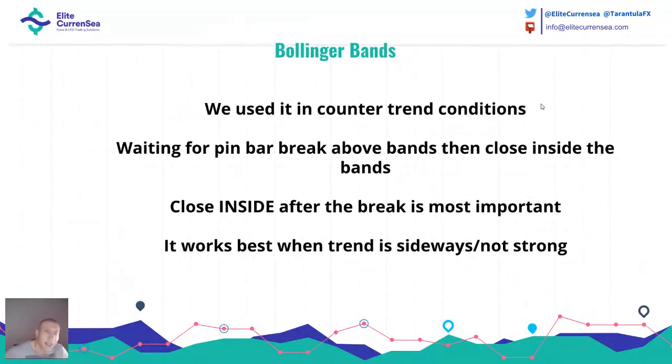I'm trading it actively, connected to my fixed book. But this is the primary prerequisite for a trade entry: waiting for a pin bar to break above or below the band, depending on direction, then close inside the band. It's important, guys. Outside, inside close, I call it. So the close inside after the break is the most important, guys. And it works best when the trend is not very strong.